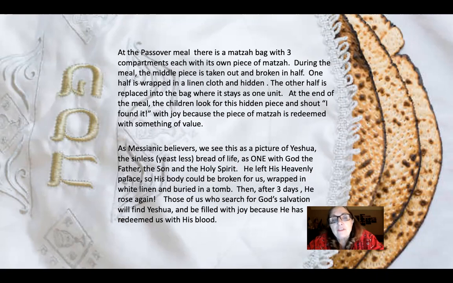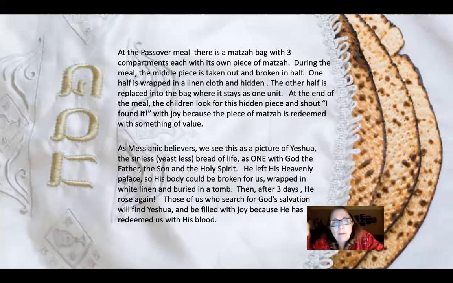So the mother of the house takes it and she goes and hides it in the house. The other half is replaced into the bag where it stays as one unit. At the end of the meal, the children look for this hidden piece and shout, I found it, with joy, because the piece of matzah is redeemed with something of value. Now, the Jews don't understand this at all. They just basically do it. They don't really understand what it means.